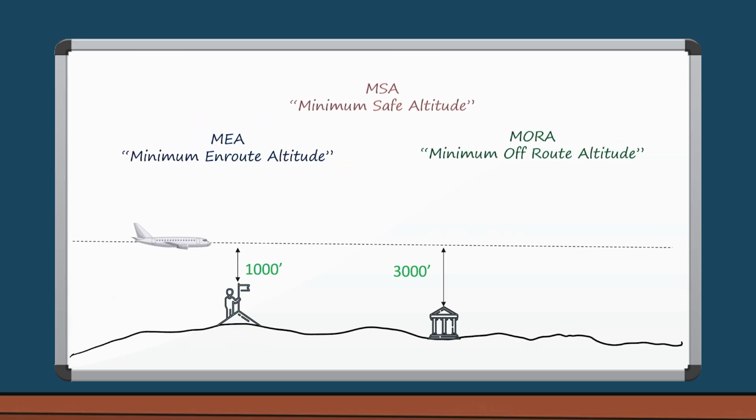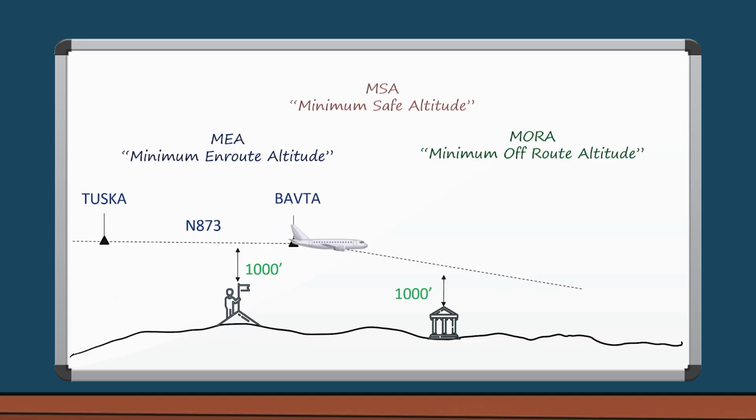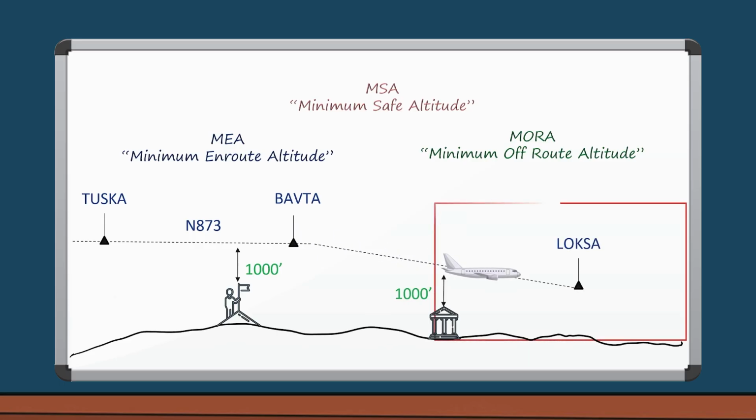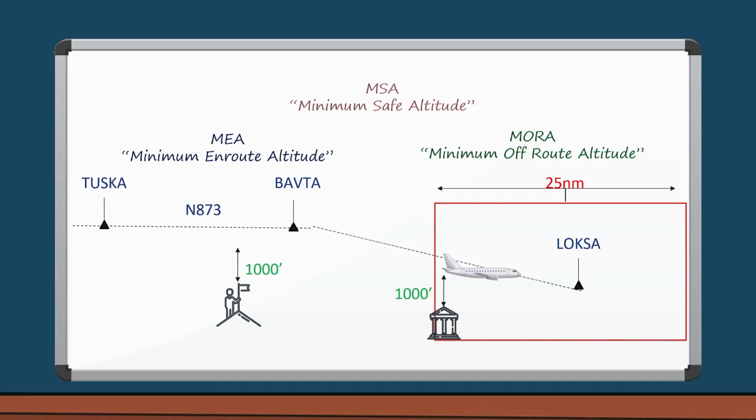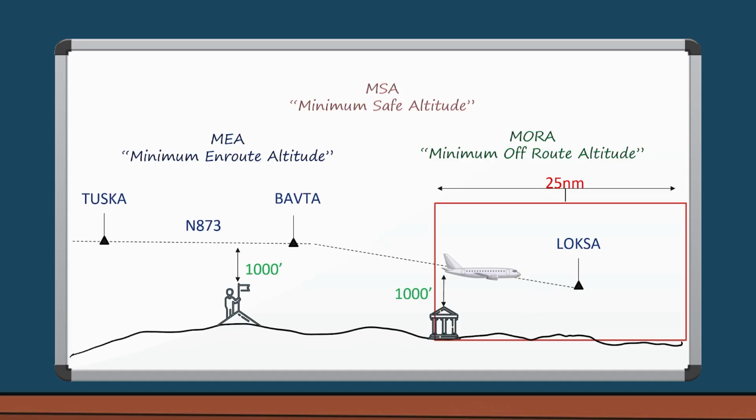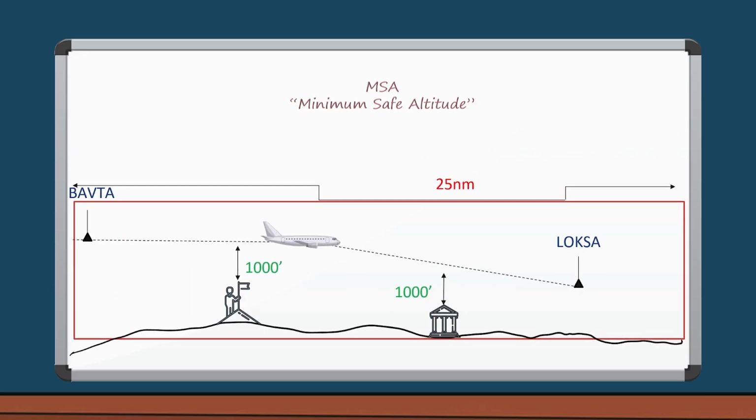MSA, MEA, and MORA. MEA for when flying between two waypoints on an airway. MORA for when you are not on an airway but flying towards some waypoint. And MSA once you are within 25 nautical miles of the airport. All these terms, MSA, MEA, MORA, they all provide 1,000 feet of margin unless the terrain is 6,000 feet or higher, in which case you will actually have 2,000 feet margin provided. Luckily, Denmark is not that high, so you can just assume 1,000 feet margin included for all MORA, MEAs, and MSAs.